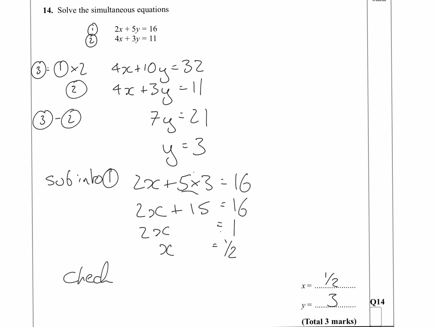But I'm going to check in equation, not the 1, equation 2, and I'm going to go 4 times 1/2 plus 3 times 3, and that equals 4 lots of 1/2 is 2, plus 9 is 11. Tick, I know, therefore I'm right. Really good thing about simultaneous equations, you can get to the end and know that you've got those 3 marks.